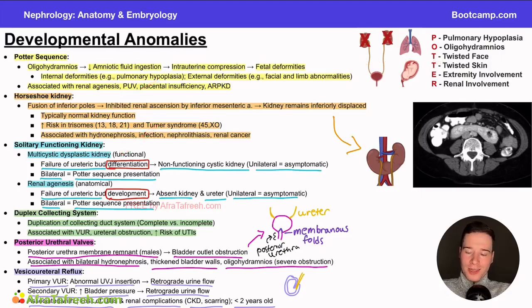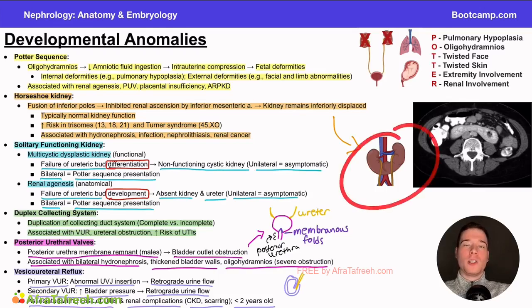So for Potter sequence, I think this memory aid is super high yield and really easy to remember and important. And the main thing is it has to do with oligohydramnios leading to a bunch of downstream effects. With horseshoe kidney, I think it's important to notice what's actually happening here and that it's getting caught in the inferior mesenteric artery and that it's associated with a lot of these other conditions as well. I think they like to ask those conditions saying something along the lines of a patient with Turner syndrome presents, what other pathology is associated, of which horseshoe kidney would be a reasonable option to pick for this one.